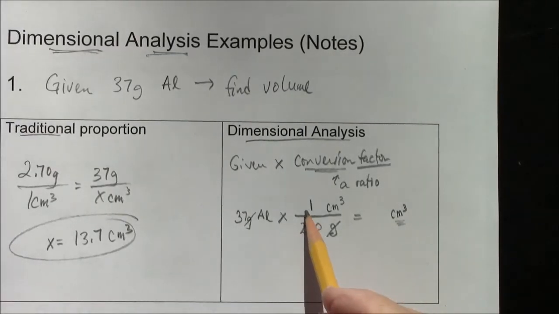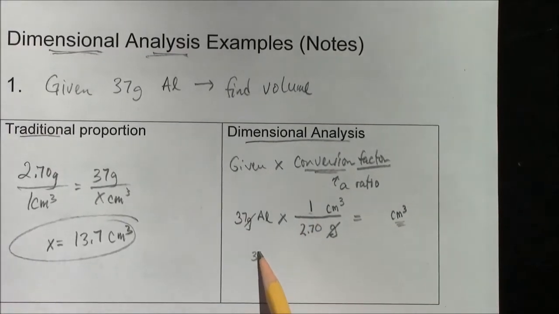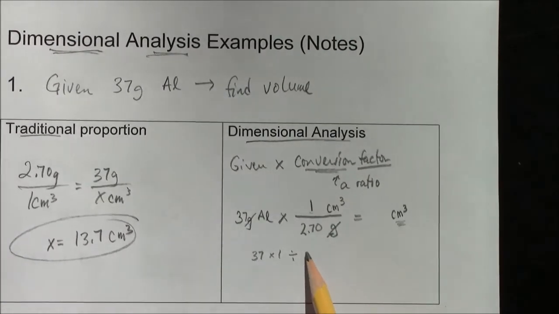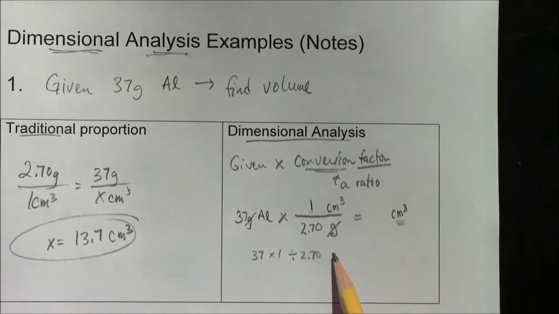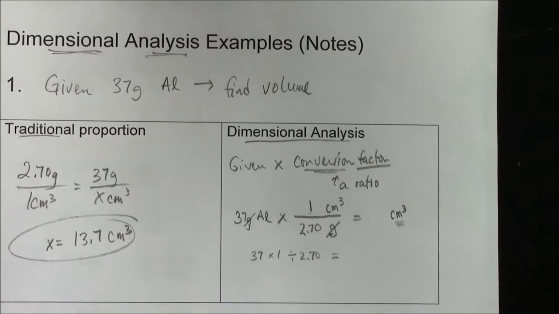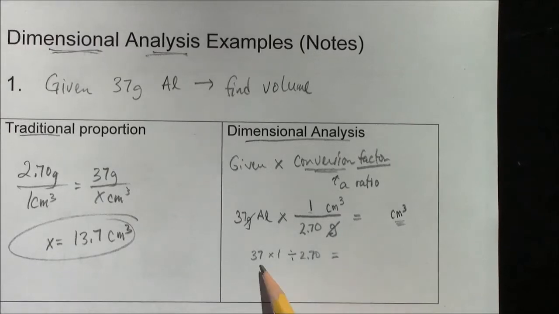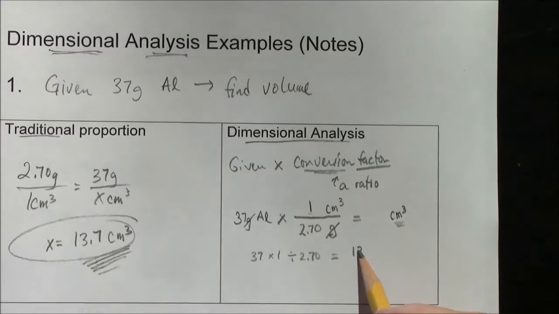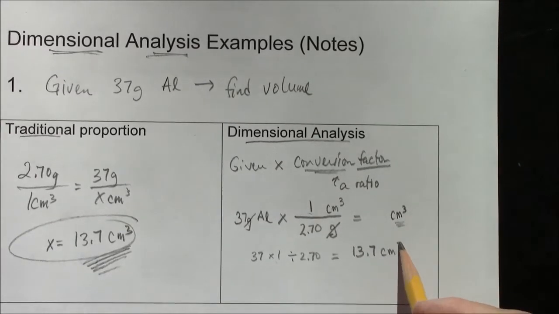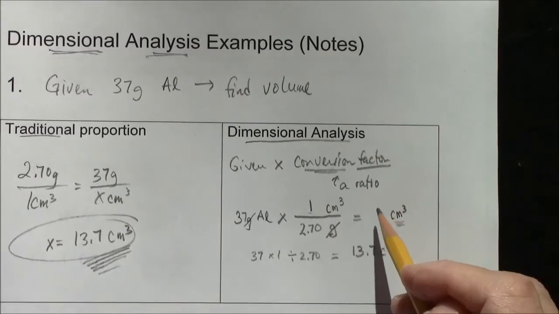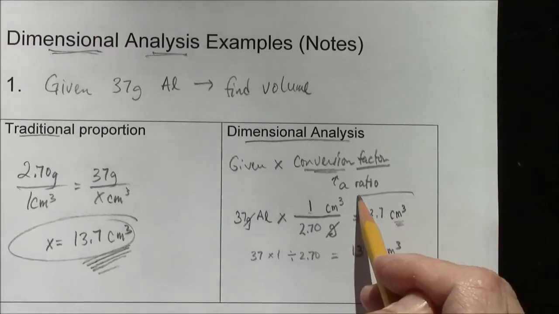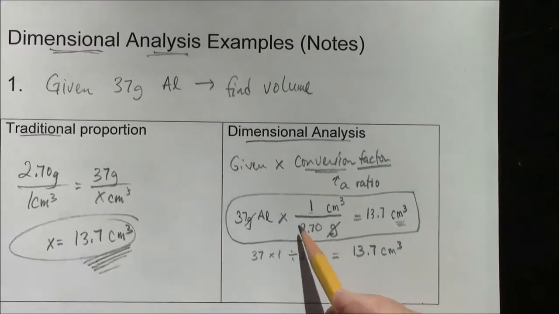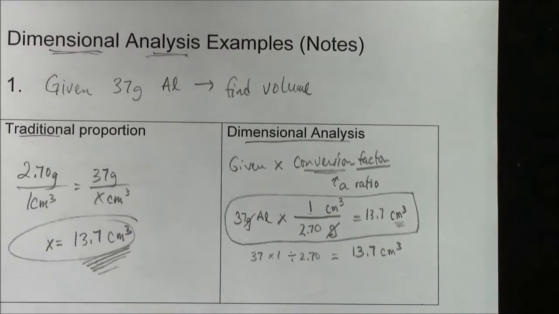I will multiply by what's on the top, 37 times 1. I will divide by what's on the bottom of the fraction, 2.70, and that will be my mathematical answer, which will come out to be 37 divided by 2.70. It'll be the same answer I got before, 13.7, label it cubic centimeters. So this right here is what dimensional analysis looks like. There's no x. It is proportional reasoning. It just looks a little different.